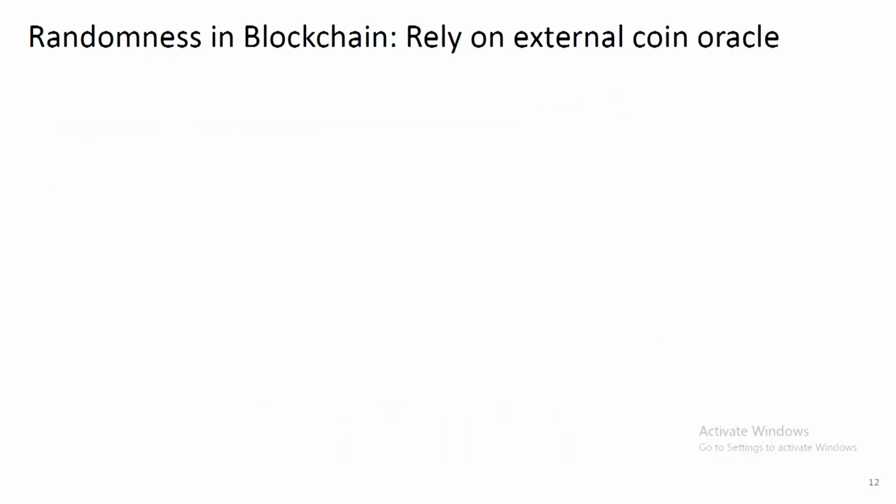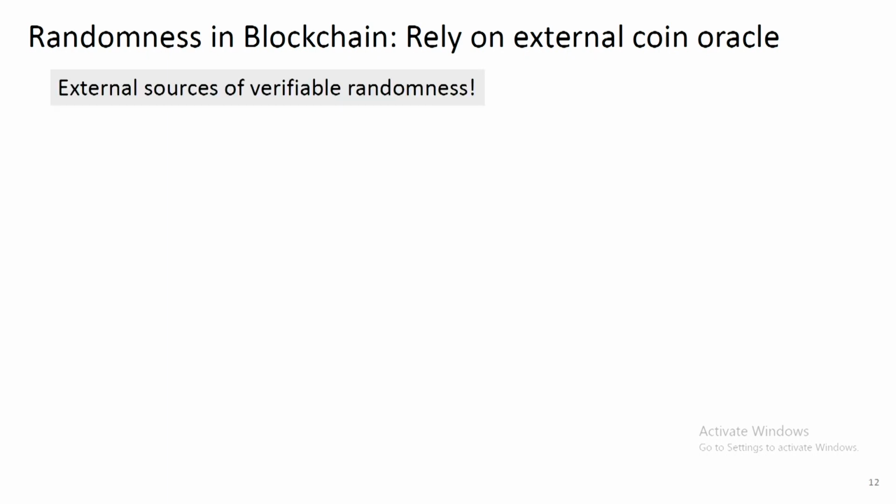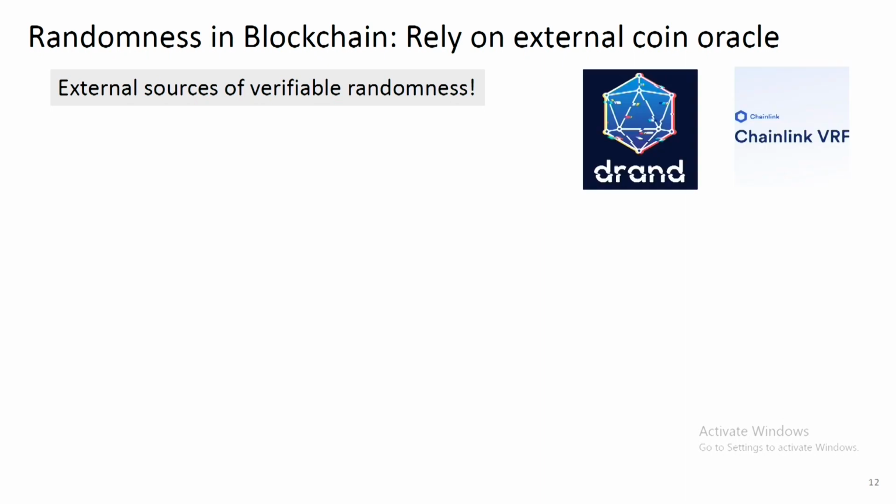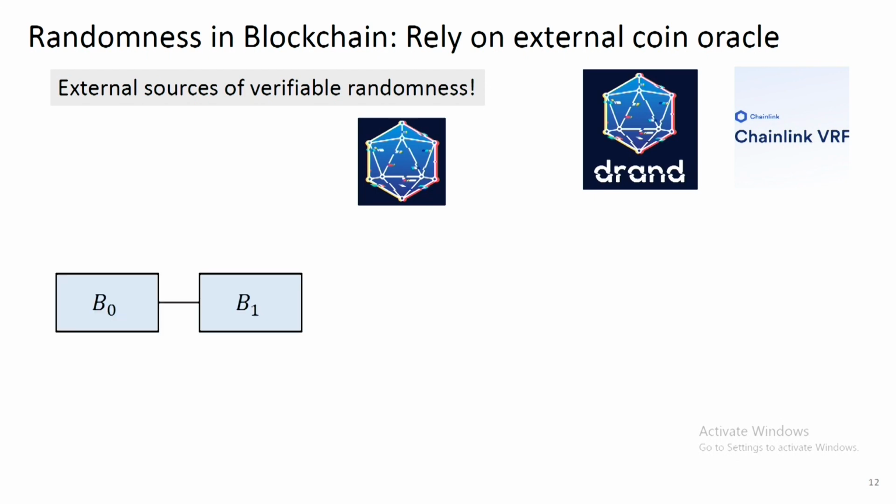One approach to get randomness in blockchain is to rely on external coins. These are called coin oracles. Some examples are DRAND and Chainlink VRF, which are coin oracles. Given a coin oracle, this is how we can use randomness in blockchain. After we create a block, we query the coin oracle and get the random value, and we do this process for every block.